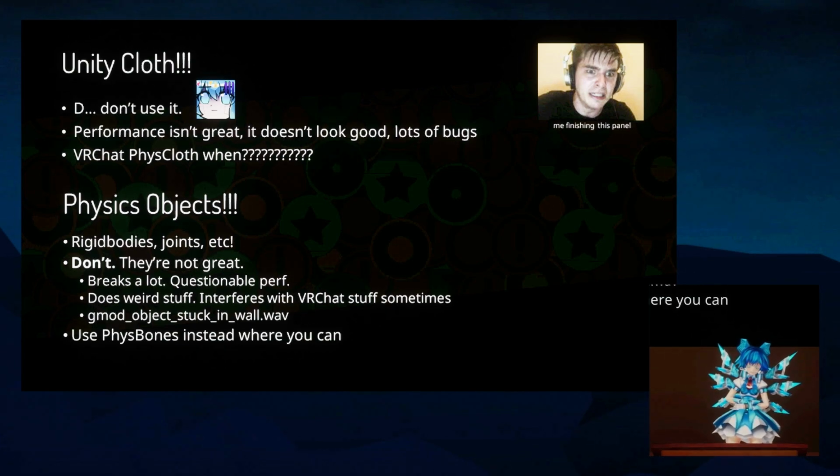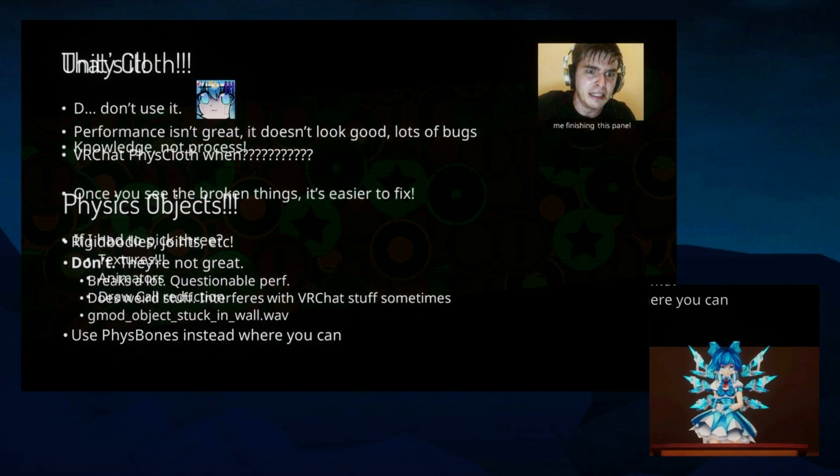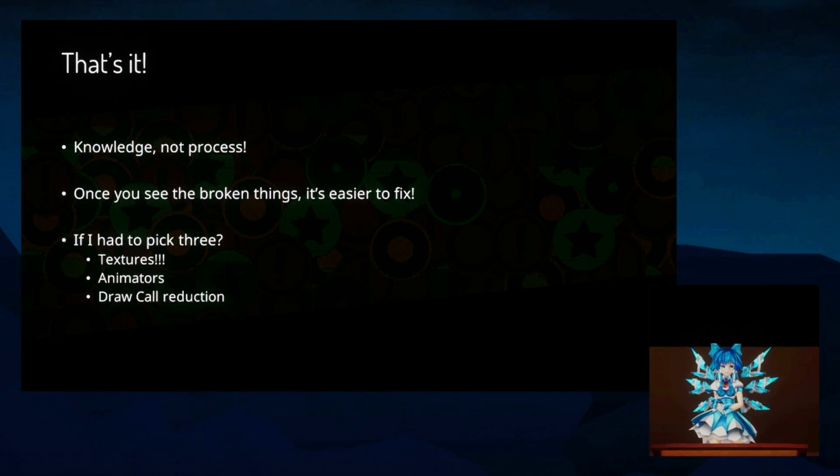They do break a lot. They interact with our VRChat inherent systems quite a bit. I can't play GIFs in this, obviously, but just imagine the Gmod object stuck in a wall kind of thing, and that's what usually happens with the physics objects. Of course, for flight colliders and stuff like that, at least until that breaks or has to get broken. I'm not going to talk about that anymore. Anyways, use Fizzbones instead where you can. I think that might be kind of it.